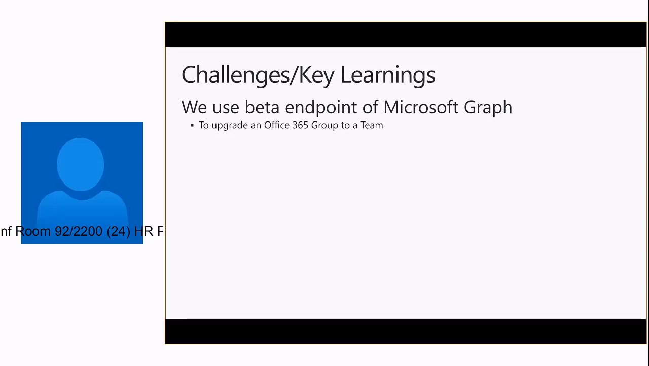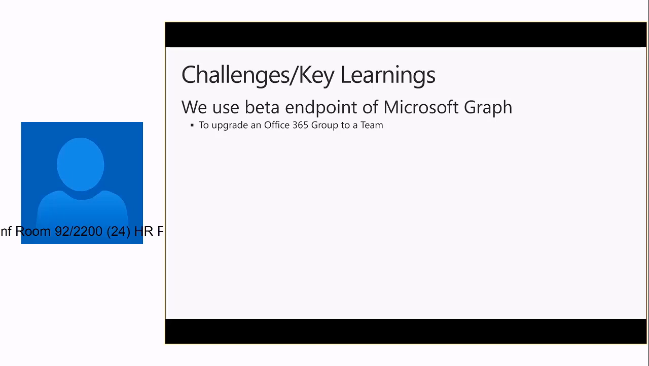Of course, as I said, we use the beta endpoint of the Graph, and we use that one to upgrade the group into a team. And as a kind of feedback for you as the product group of Graph, it would be really great to have an endpoint to just create a team without the need to create a group and then upgrade it to a team. Most likely you're really working on it. Backlog is coming. I love you guys.